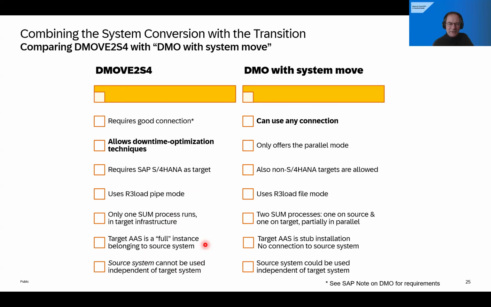That is the comparison. So we have two approaches. If the connection is good, we always recommend the new one, DMove to S/4. A fallback in case the connection is not good is DMO with system move. It still works, but not as many options of downtime optimization or downtime reduction technologies exist.